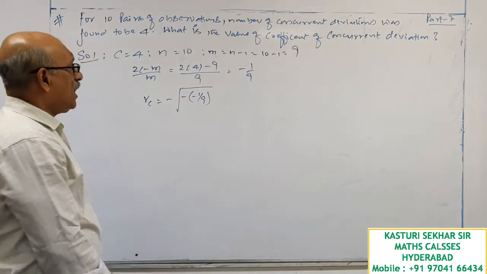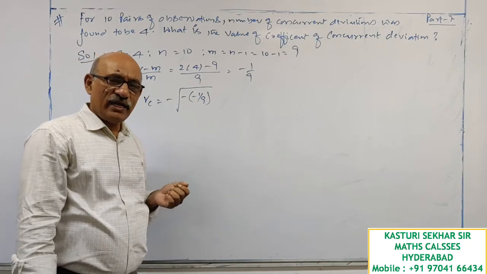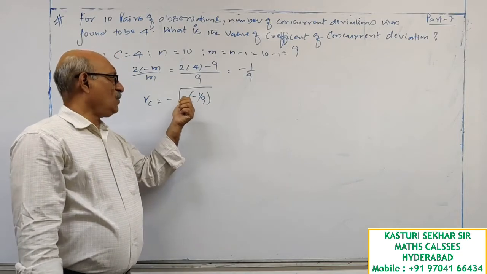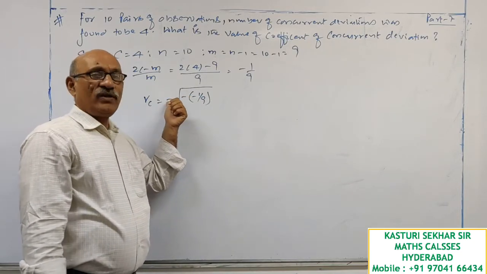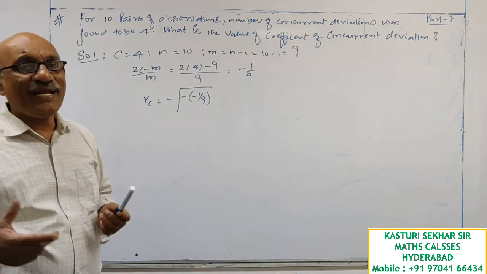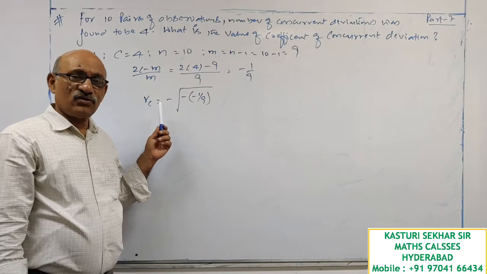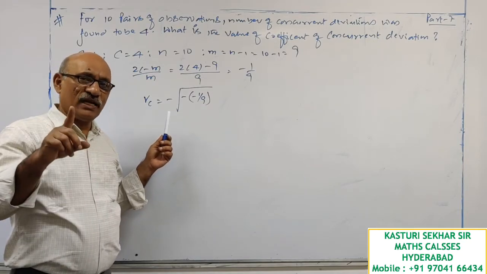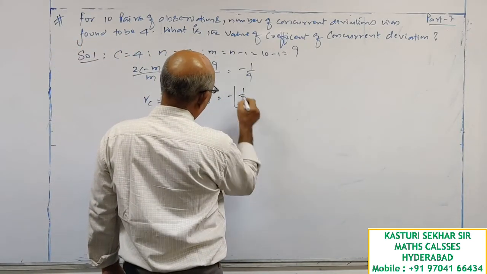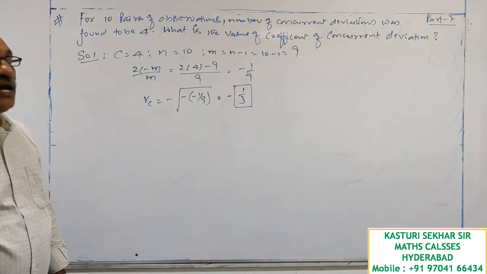square root of 1 by 9. When (2C minus M) by M is negative, inside the square root you have to consider a negative sign. The reason is I want a positive value in the square root, so a minus sign is taken. Take the same sign outside the square root also. The sign outside the square root will indicate the nature of the relationship. So negative. RC is equal to minus square root of 1 by 9. This is the answer to this question.